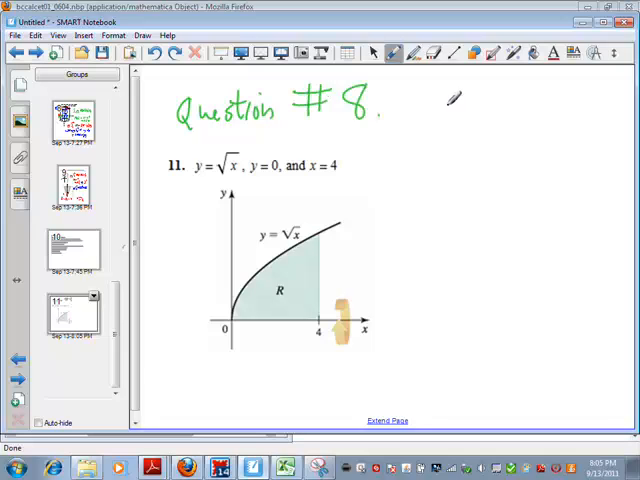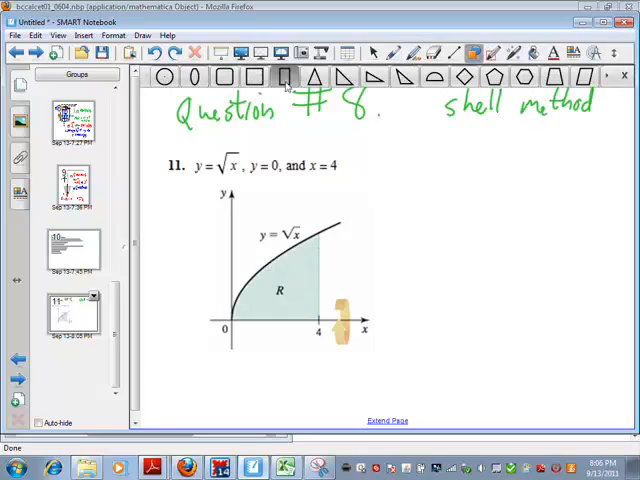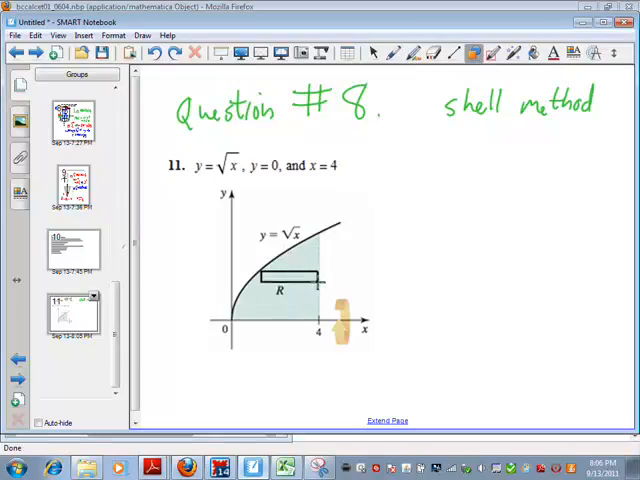Shell method. It seems like you can do a disk method here, right? Yeah, you can do both. So let's go ahead and do both. Let's do the shell method first. If that's true, what are we talking about? We're talking about rotating that rectangle over the x-axis.